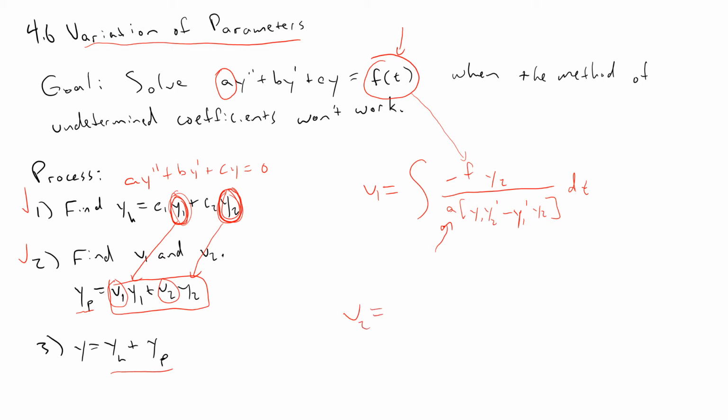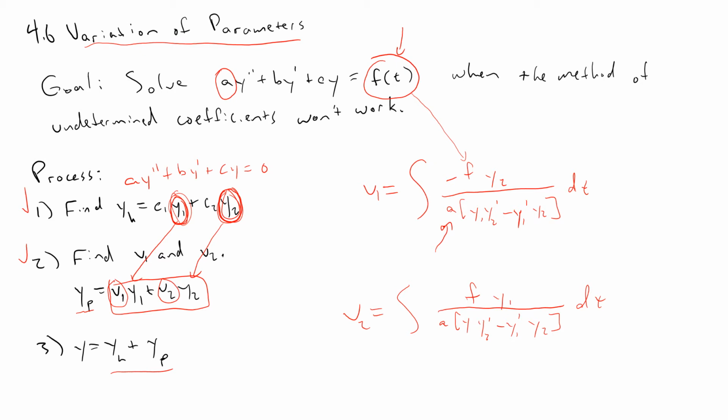v2 is another integral. This integral will look fairly similar. In fact, the entire denominator is exactly the same as what we had in the previous integral. A times y1, y2 prime minus y1 prime times y2. That's no different from the denominator for the integral in v1. The only thing that changes is on top, instead of a negative f, I have positive f. And instead of y2, I have a y1.